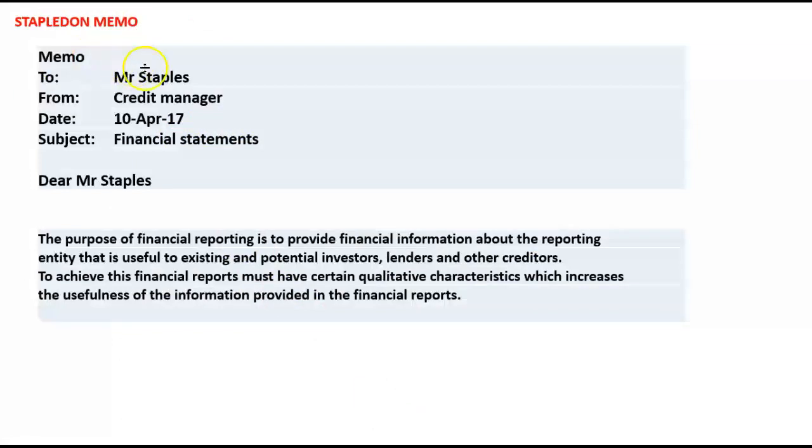So I will start with a memo to Mr. Staples from the Credit Manager, 10 April 2017, subject: financial statements. Dear Mr. Staples. And then you're going to start with the purpose of the financial statements, because that is what the characteristics are all about. That is to make sure that the quality of the financial statements is such that the users can rely on it and make decisions based on the information supplied to them.